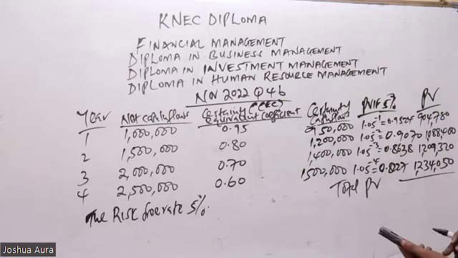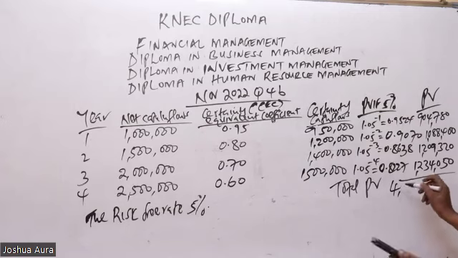904,780 plus 1,088,400 plus 1,209,320 plus 1,234,050. So what is our total present value? We are getting 4,436,550.